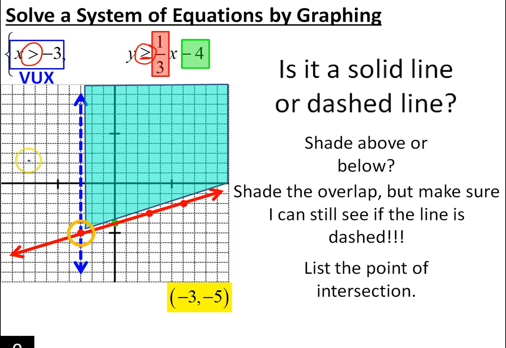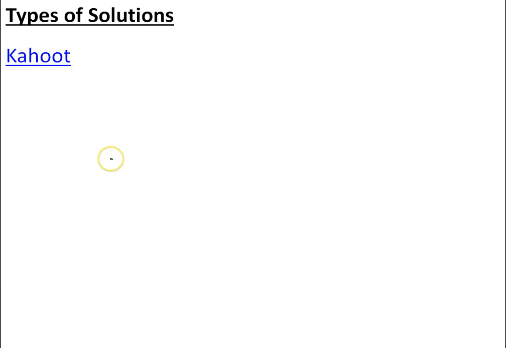Anything over here would not be a solution. So if I ask you, give me a point that's not a solution, you could say this point here, negative 5, 0, is not a solution. If I said give me a solution, any point in the shaded region, 0, 0 would be a solution. We talk about some types of solutions on Kahoot.